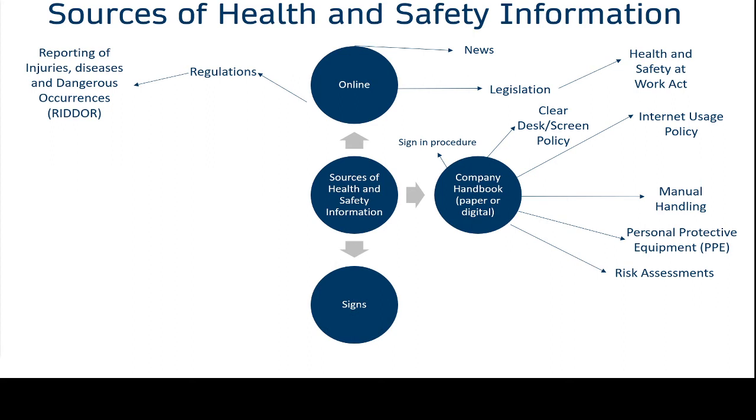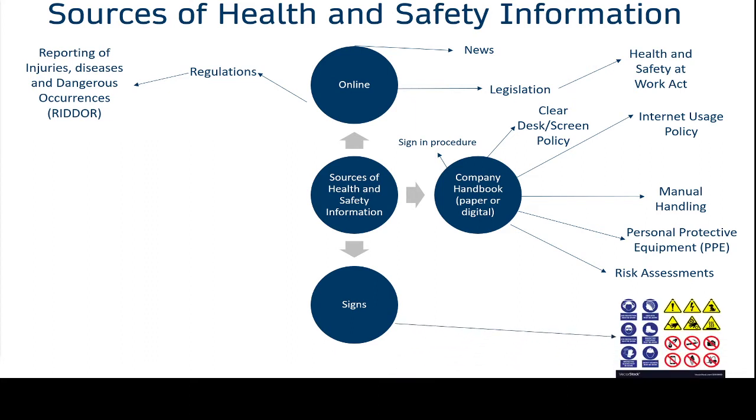Okay, so another source of information we can find on health and safety is from signs. That's quite an obvious one, but it's one that people often forget about when they're writing their statements. Now, the best place to find signs is going to be in your reception area. We'll go through a few of them. You'll find these all around, but again, a lot of them will be found in your reception area.